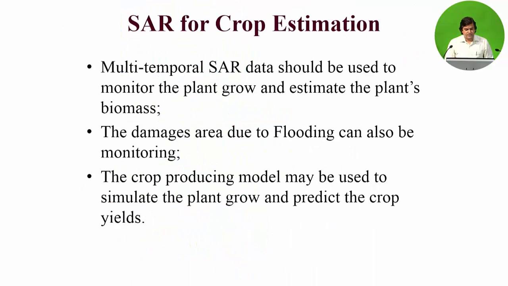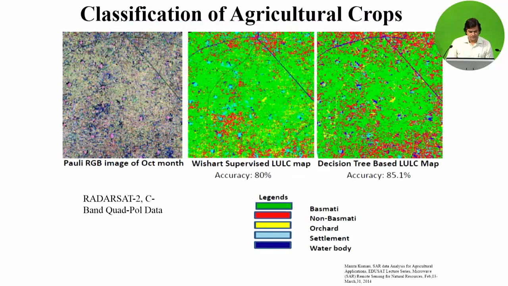Crop estimation is widely done with the help of SAR data sets. Multi-temporal SAR data provides information on plant growth, and it is widely used for plant biomass estimation also. The damage area due to floods can also be monitored and detected. Crop production models may be used to simulate plant growth and predict crop yields.